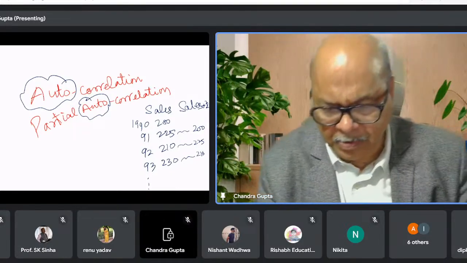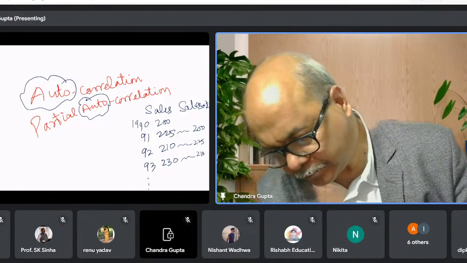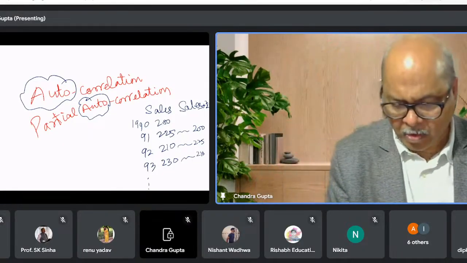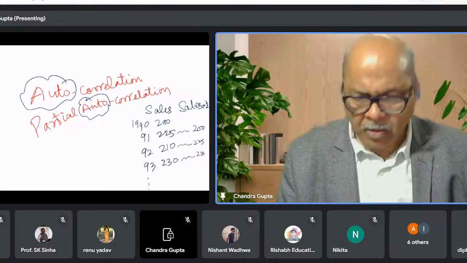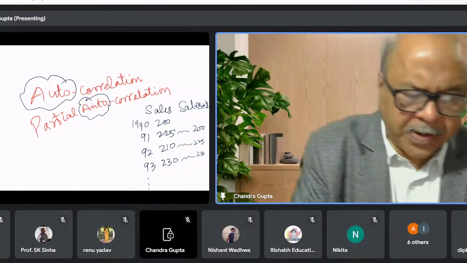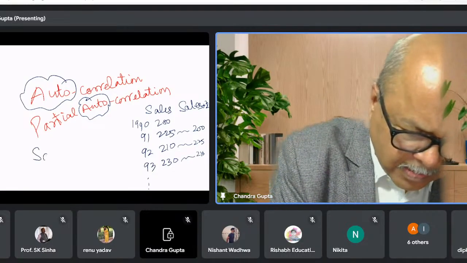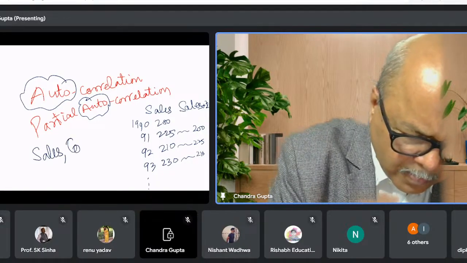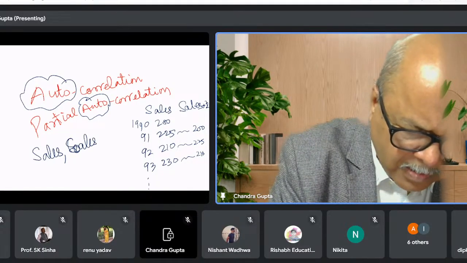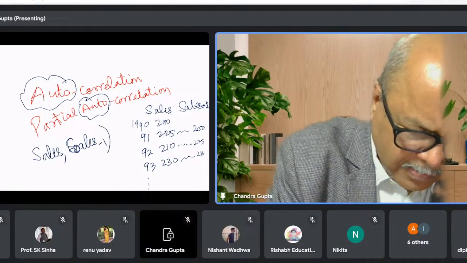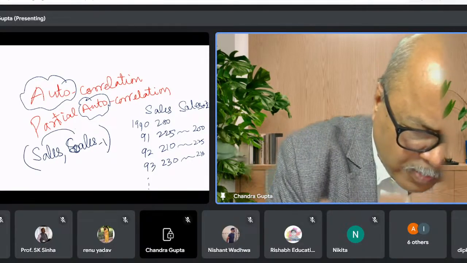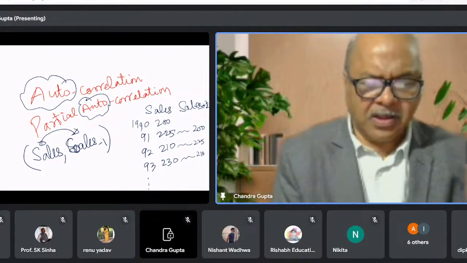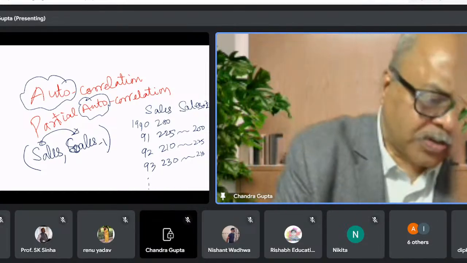Just give me a minute. So I'm calculating correlation of sales with these sales but with the lag. Then I'm calculating what is called autocorrelation.